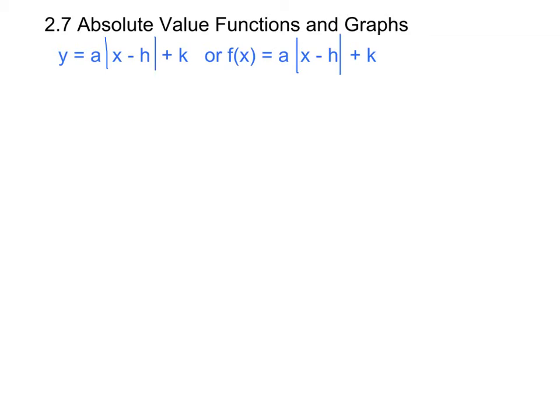A gives you your vertical stretch or compression. H shifts your graph horizontally. Remember, H is always opposite, so it'll either move left or right. And K always shifts your graph up or down. So that's a review from 2.6. And I'll write it just to remind you.